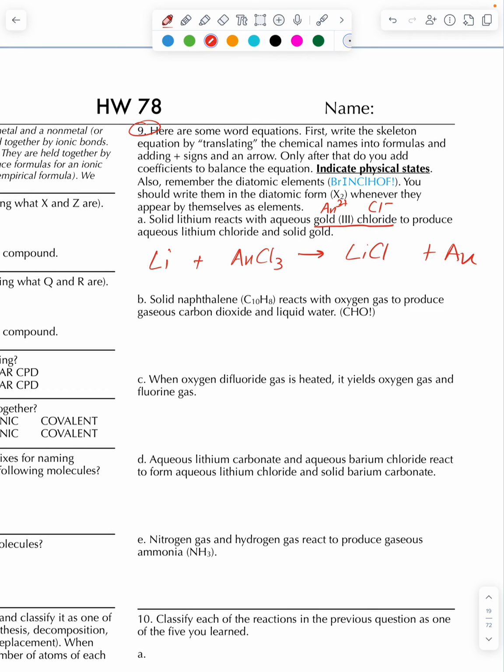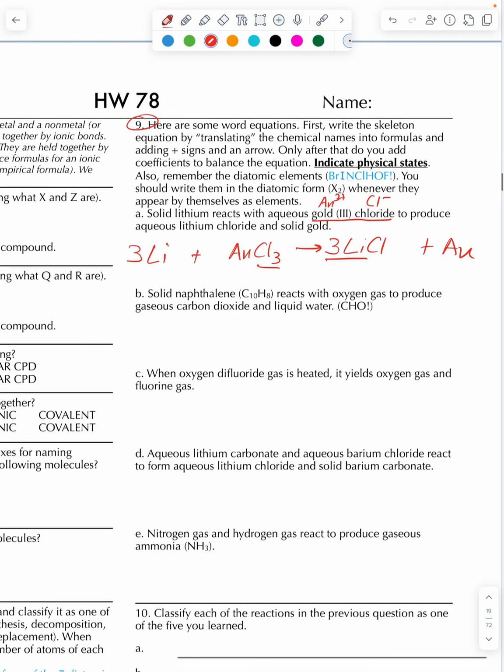What kind of reaction is that? Single replacement, right? So how do we balance it? Well, notice I have 3 chlorines. Let me balance the chlorines. Domino effect. I have 3 lithiums. Put a 3 in front. Let's do some more for practice.